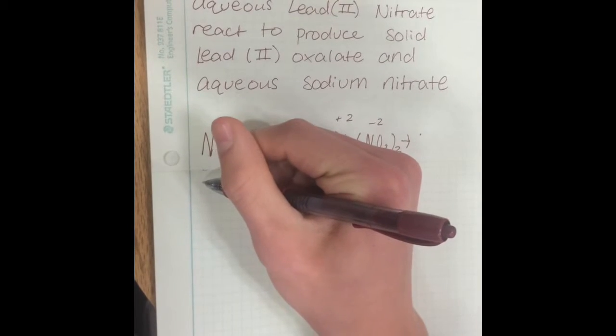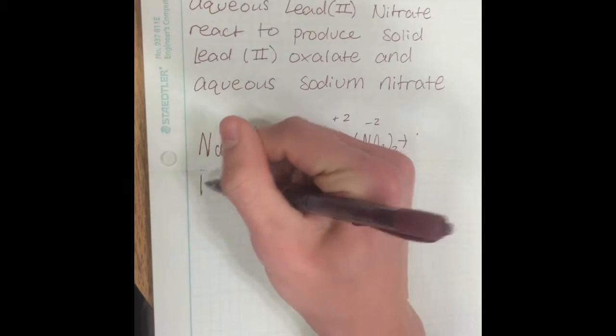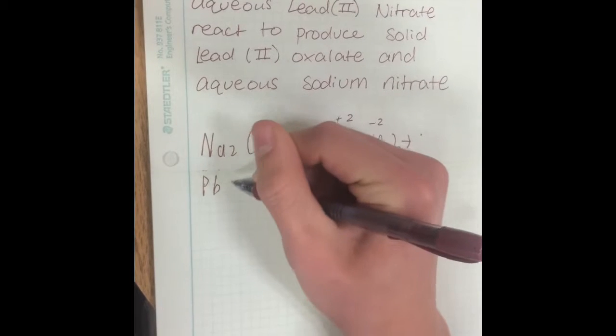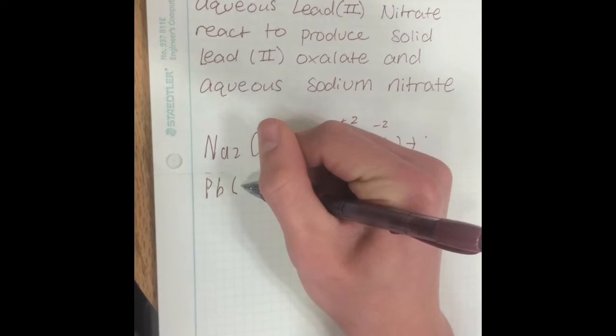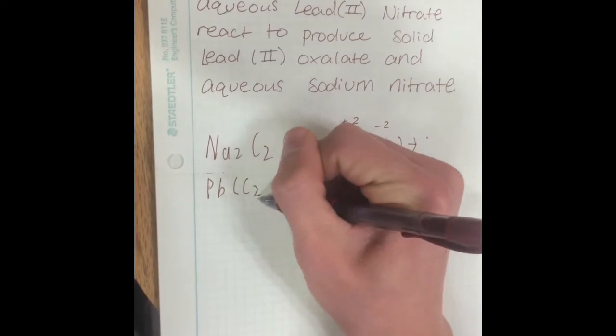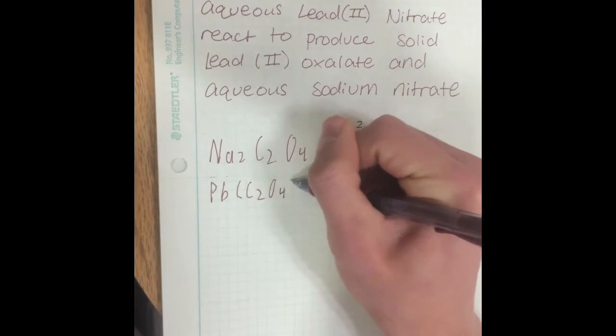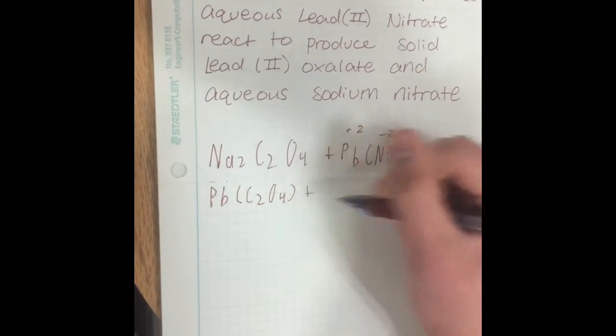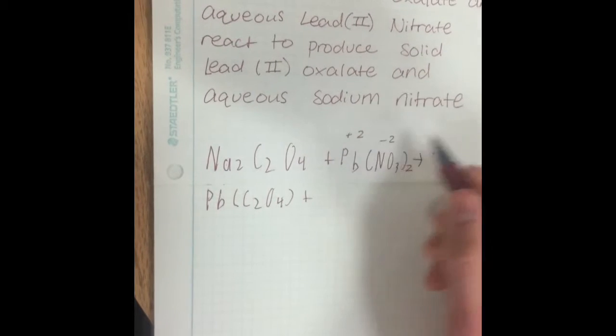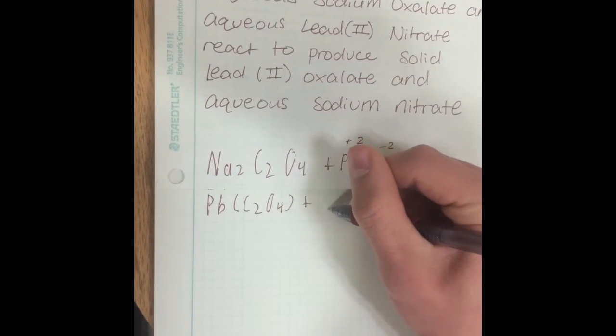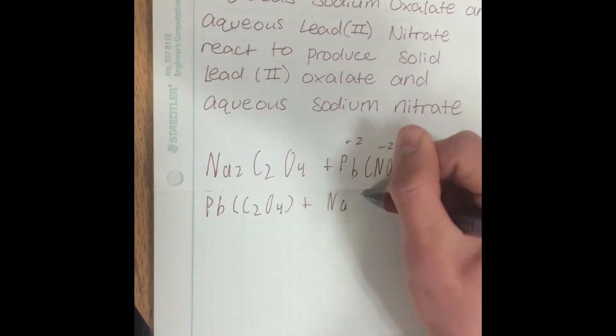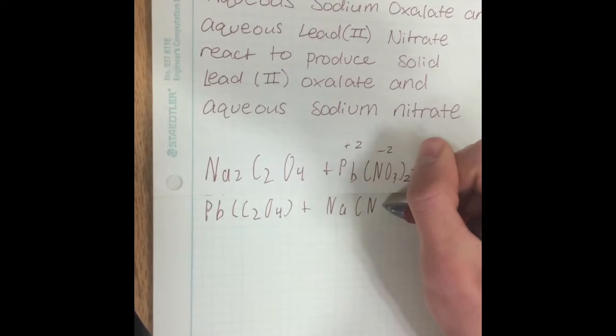solid lead oxalate, and the formula for that is Pb, and then in parentheses C2O4. And then they also form aqueous sodium nitrate, so Na, and then parentheses NO3.